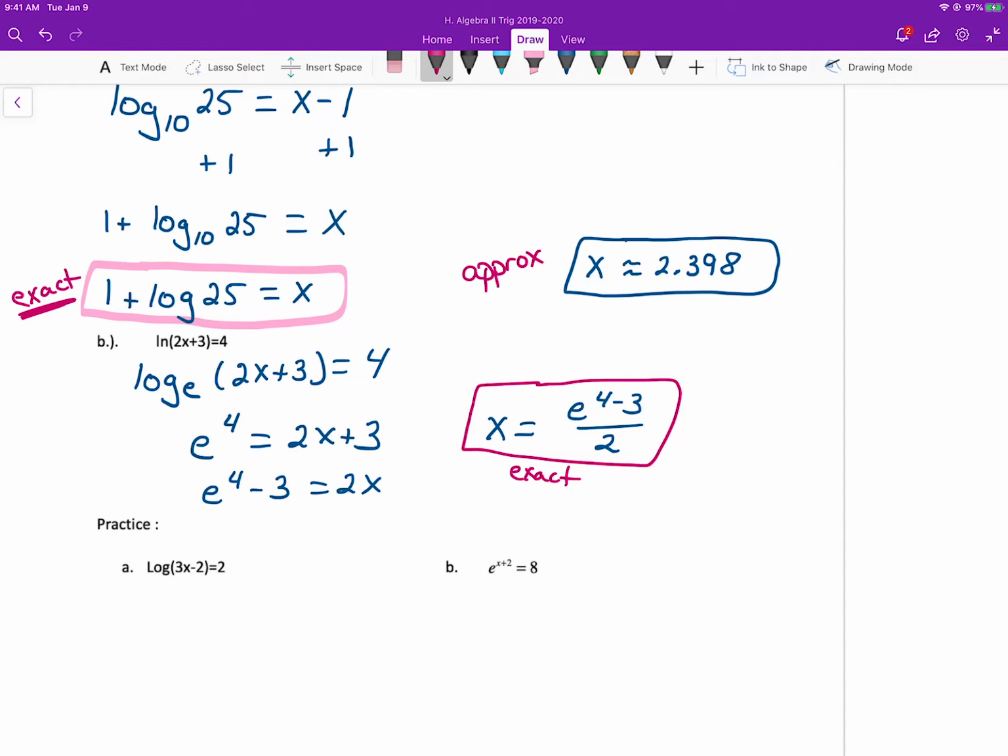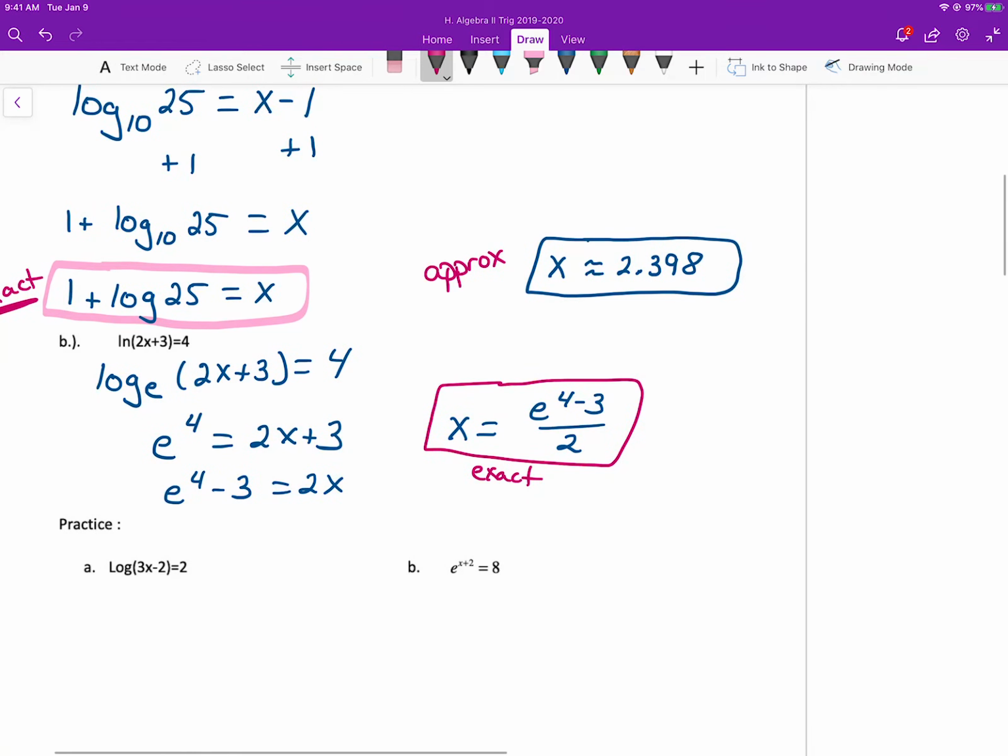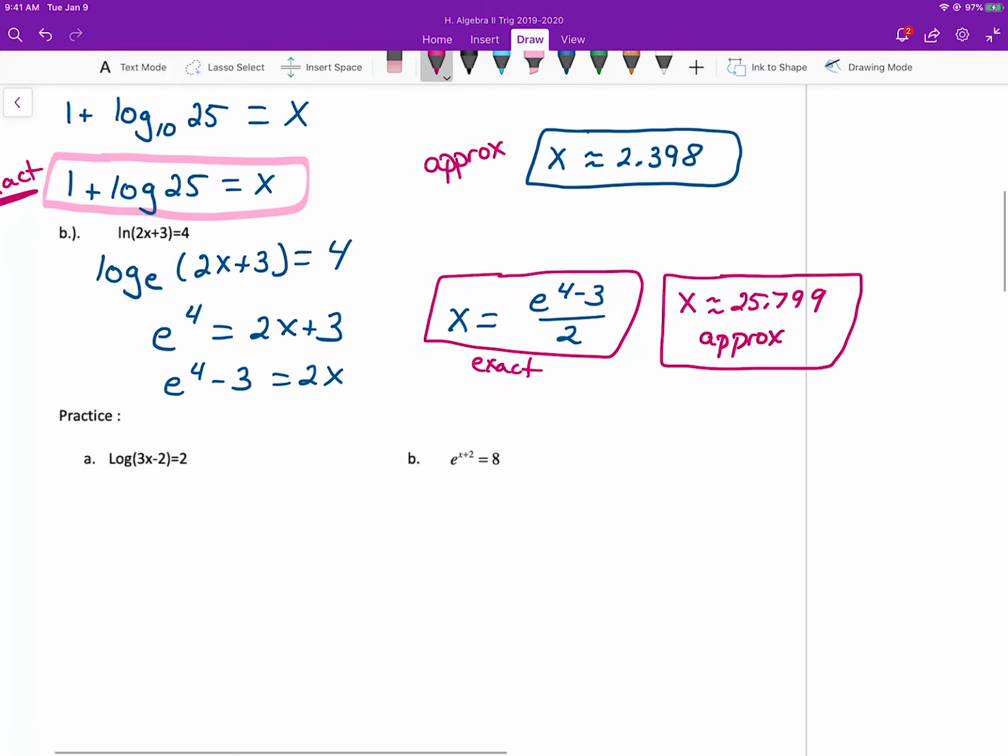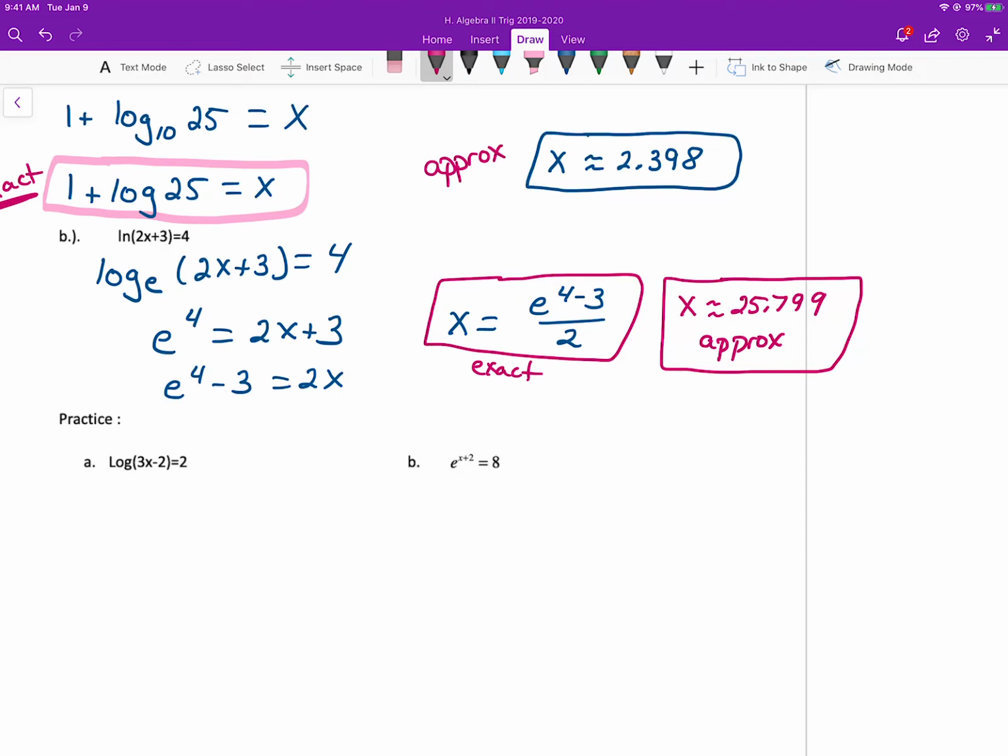And then if you wanted your approximate answer, that would go in your calculator. And for approximate, that would be x equals 25.799. That would be approximate. And actually, it's not equals, it's approximately. Okay, what I would like you to do now is pause and do the 2 practice problems.